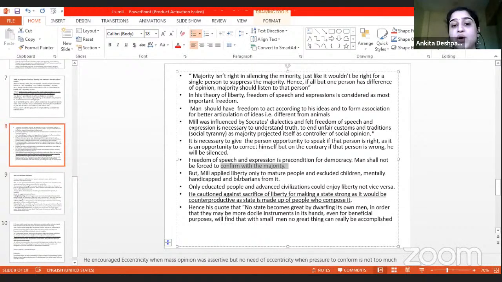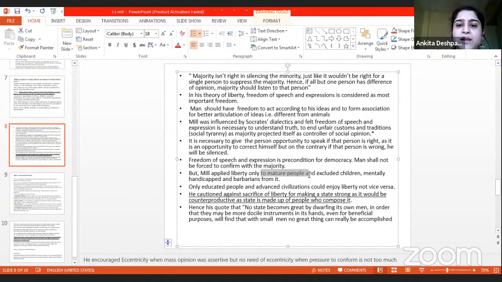But Mill did not give freedom of speech and expression and this liberty to children, because children are not yet developed. Reason is not yet developed in them. Mentally handicapped people, I spoke about this yesterday also. Those people do not have the understanding, the reasoning to debate, to discuss, to understand or to differentiate right from wrong. All right. So all of this speech and expression can only be given to mature people.